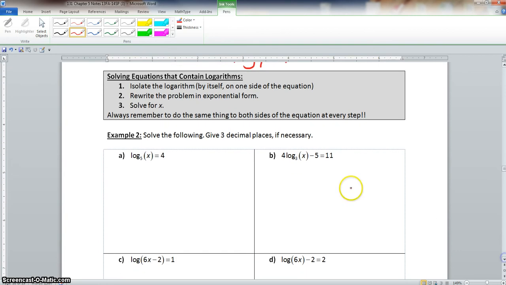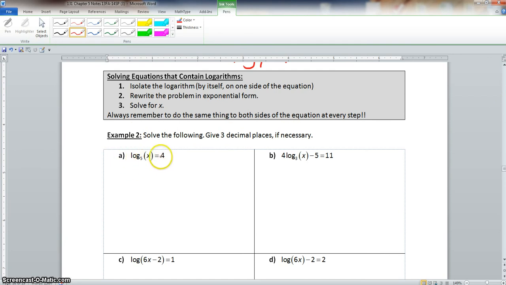Now we go here, we have solving equations that contain logarithms. Number 1, isolate the logarithm by itself on one side of the equation. Number 2, rewrite the problem in exponential form. And number 3, solve for x. Always remember to do the same thing to both sides of the equation at every step. We typically call that the golden rule of algebra. What you do to one side, you must do to the other side.